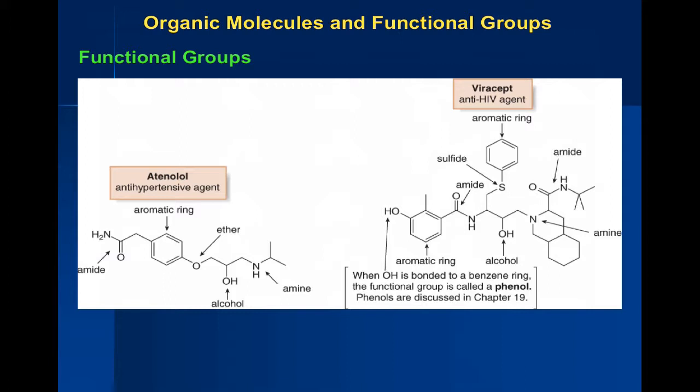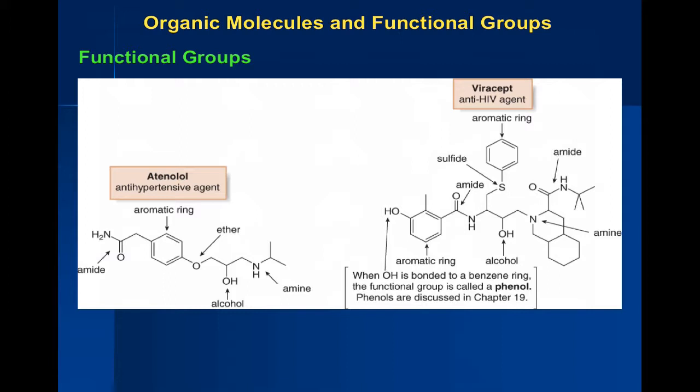Taking all of these functional groups and placing them in exactly those locations give us a molecule that is antihypertensive. Now, if we look at this anti-HIV agent, it's a little more complicated, right? We have a lot more functional groups. Notice we have what looks like an alcohol. It's actually called a phenol because it's attached to an aromatic ring, and we'll learn more about that later. So it's a special kind of alcohol.